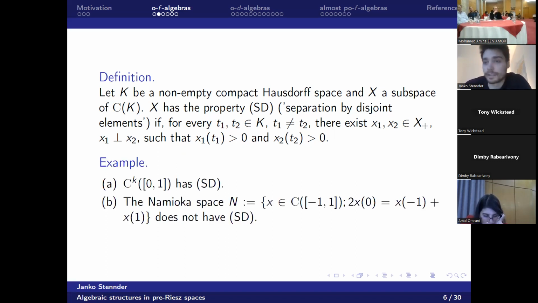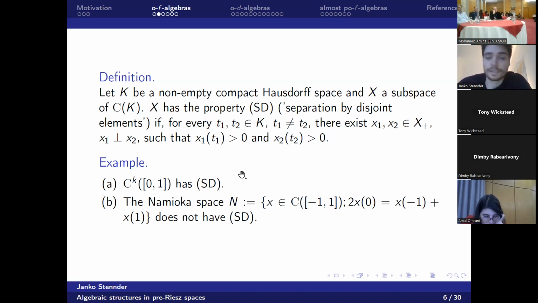And yeah, some easy examples to get a feeling for this property. Every C(K) space for any K on an interval has SD. But for example, the Namioka space, which is just the continuous functions on -1 to 1, where the evaluation at 0 is just the average of the evaluations at -1 and 1, does not have the property SD, but it is pervasive. So it has a lot of disjoint elements, but still doesn't satisfy this property SD.